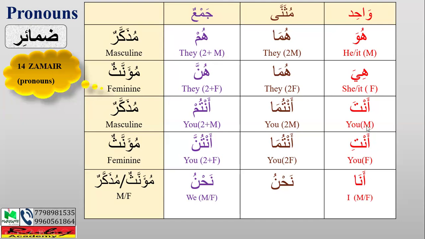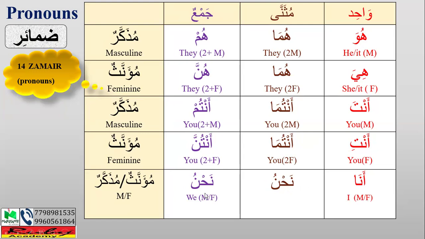Anta, you, masculine. Antuma, you, two, masculine. Antum, you, two plus, masculine. Anti, you, feminine. Antuma, you, two, feminine. Antunna, you, two plus, feminine. Ana, I, masculine or feminine.